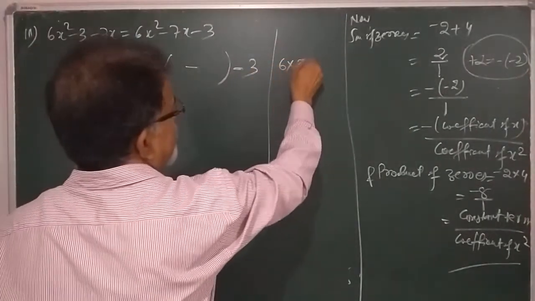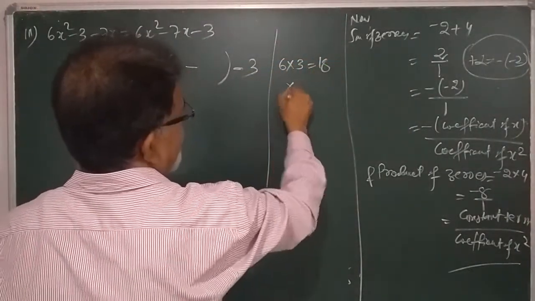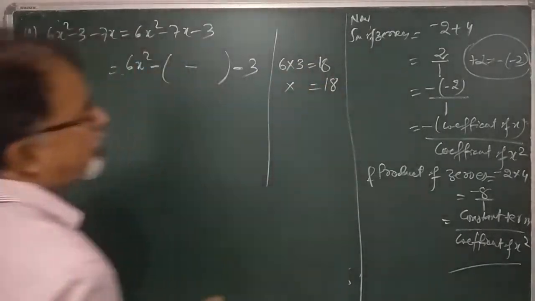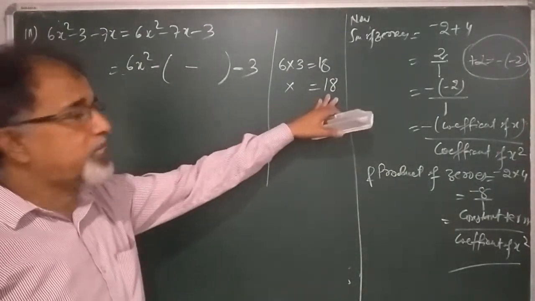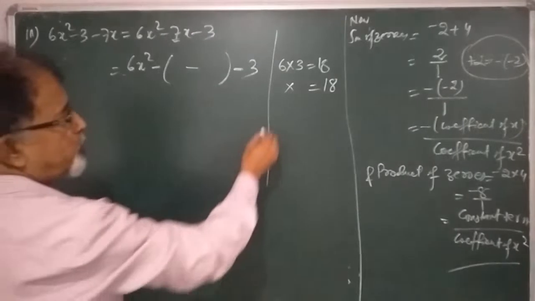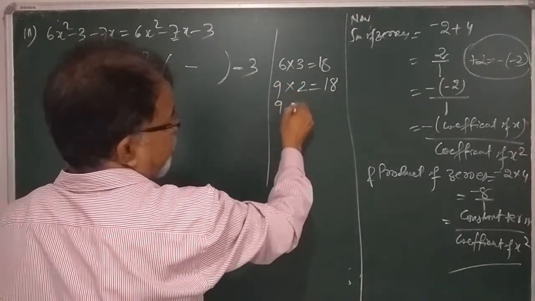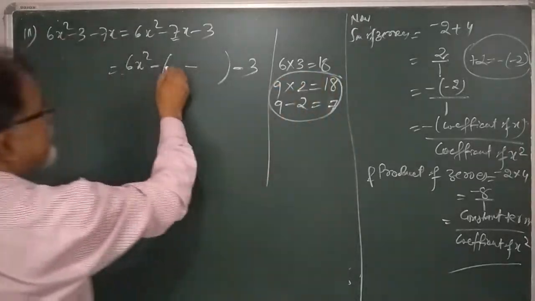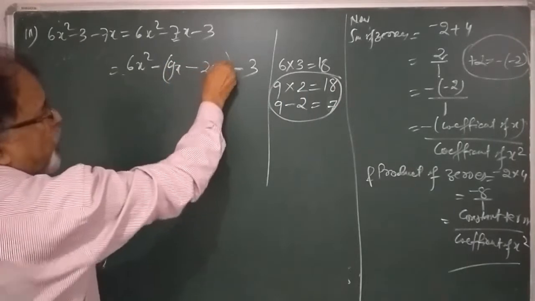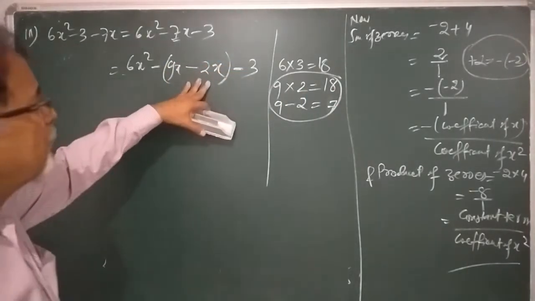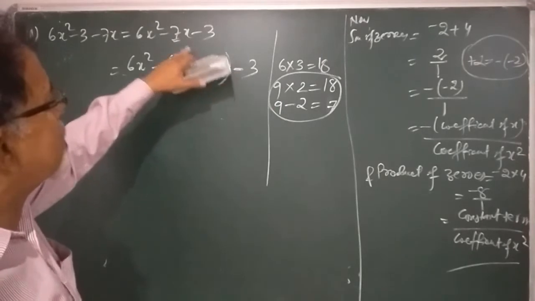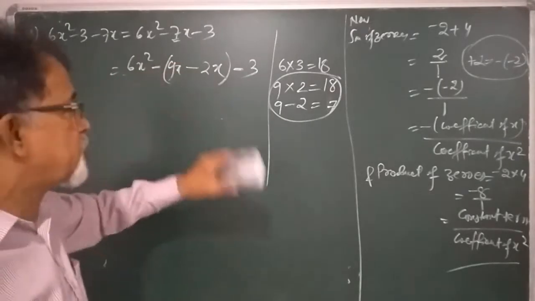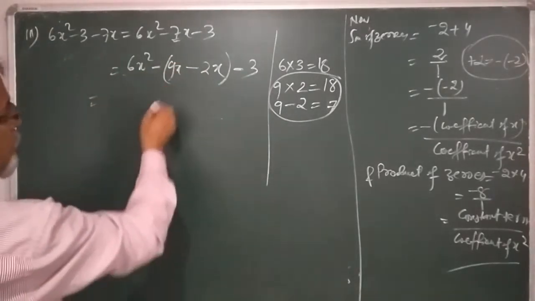Now 6 into 3 equals 18, and we have to write two numbers whose product is 18 and difference is 7. Obviously the numbers are 9 and 2, because 9 into 2 is equal to 18 and 9 minus 2 is equal to 7. That's why we will write here 9x minus 2x, which satisfies the condition that 9x minus 2x is equal to 7x, and 9 into 2 is equal to 18, that is 6 into 3 is equal to 18. Now let us open the bracket.